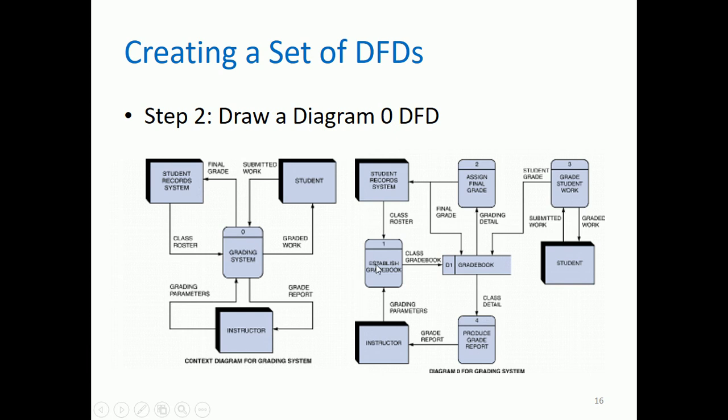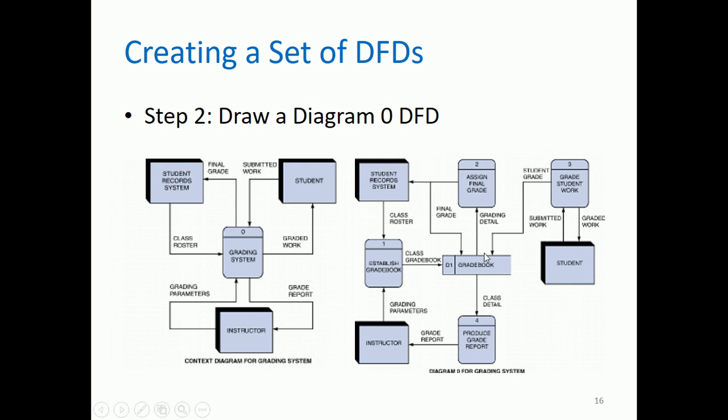So again, the student record system will output its class roster that will be needed by process one, establish grade book. And since we already have the class roster, what will be its byproduct? The class grade book, and it will be stored in grade book, which is data store 1 or D1. Then the instructor will input its grading parameters to establish grade book. And then for process number 2, assign final grade. So, how are you going to assign final grade?